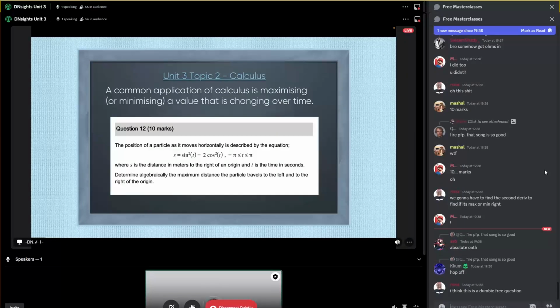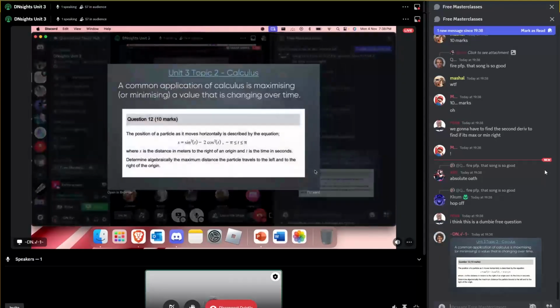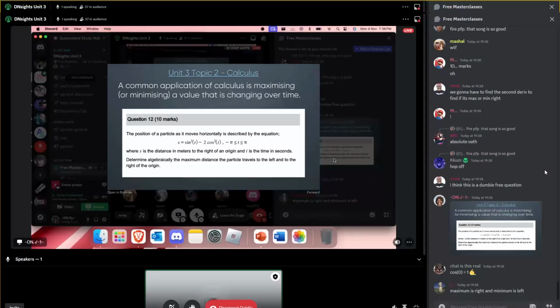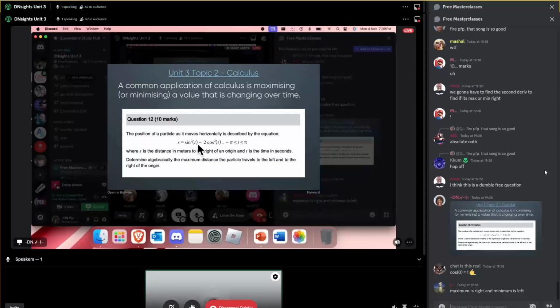I'll give you a while to look at it. I'll screenshot it again. We can use derivatives to find maximum or minimum value. You'll see that a lot more reinforced in unit 4. Don't worry about it being 10 marks. This will probably be like 7. Yes, max is to the right, because look at how the question is asked. The max would be the biggest positive value, which means it's most to the right. Have a go.